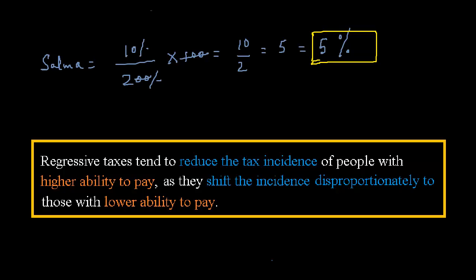Regressive taxes tend to reduce the tax incidence, and when we say incidence in commerce terms, it simply means the burden. So regressive taxes tend to reduce the burden of people with higher ability to pay. The person who is rich has a decreased tax burden, as the tax burden shifts disproportionately to those with lower ability to pay. That is, someone who's rich will be paying less tax and someone who's poor or not so rich will be paying higher taxes. This is the meaning of regressive tax here.